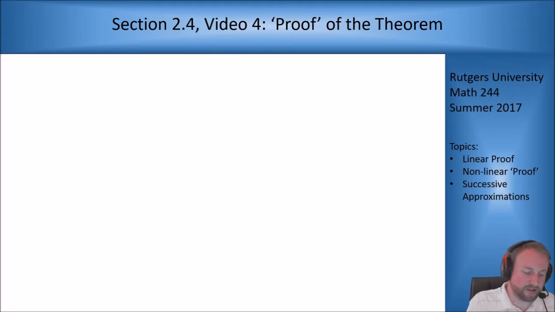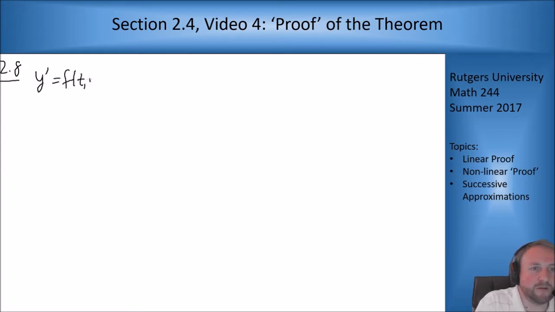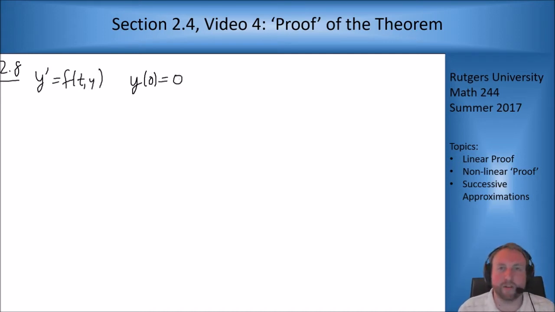So in this section, 2.8, we're looking to solve the nonlinear equation y prime equals f of t, y, and we're going to assume we have the initial condition y of 0 equals 0. You can get away without this, but we're just going to put it there for convenience's sake. It's not a big deal, it's just kind of there.